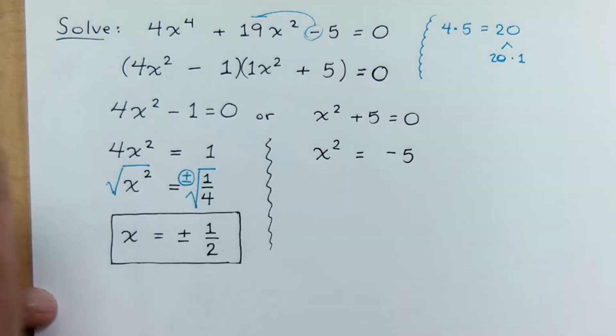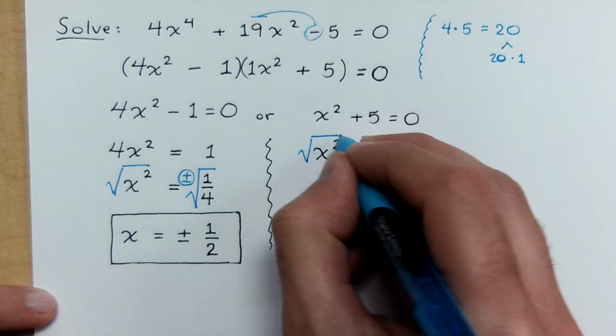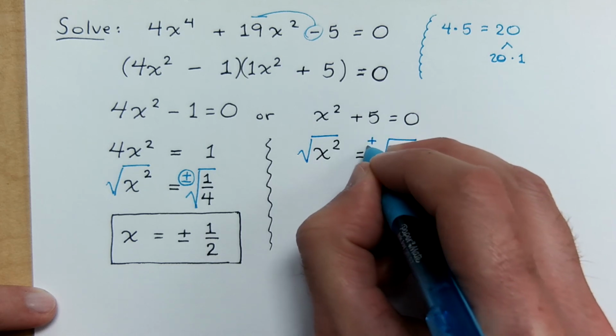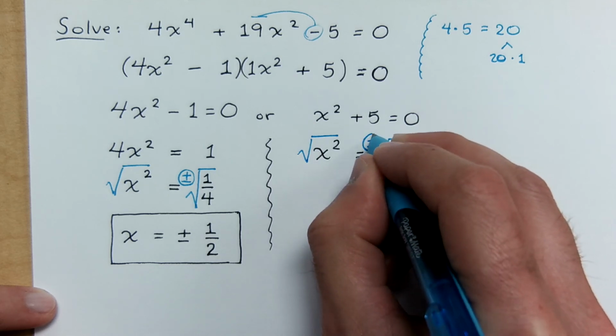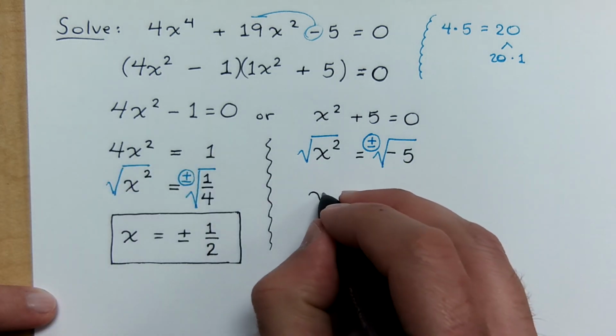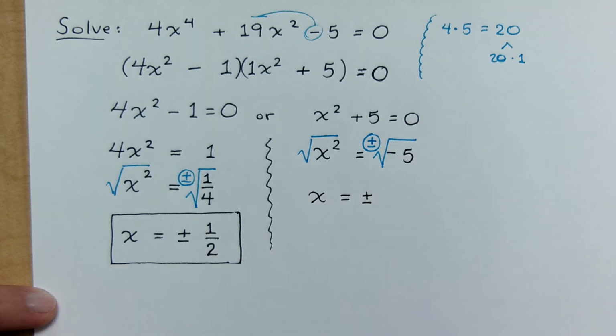And now that I've got that square by itself, I do what? Use the square root property, and I must remember what? Please do not be frustrated if I keep asking you, what do we have to remember? Do not forget the plus or minus. So x is equal to plus or minus. How can I simplify the square root of negative 5?